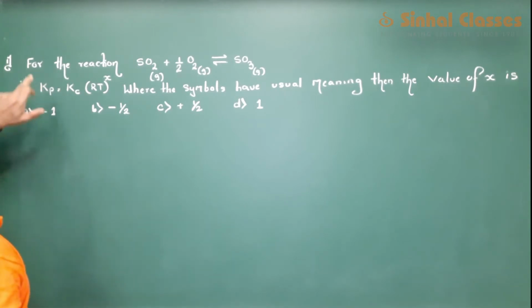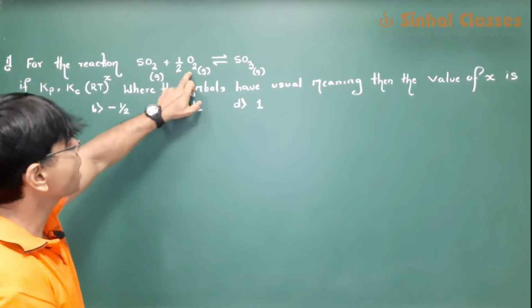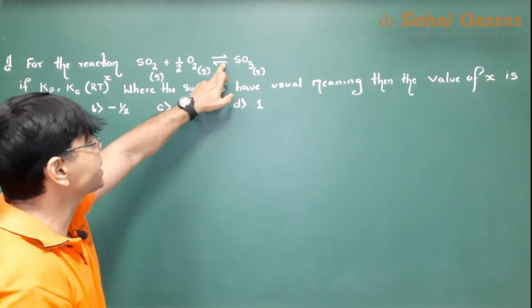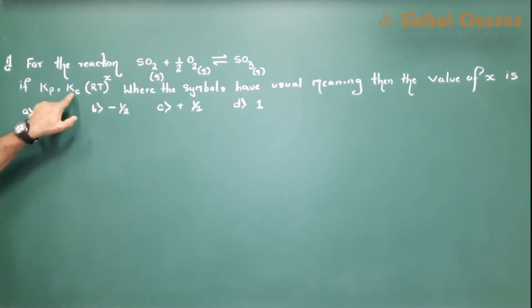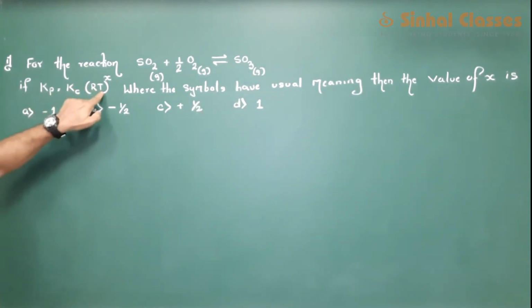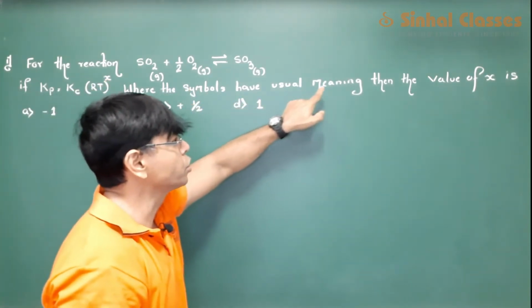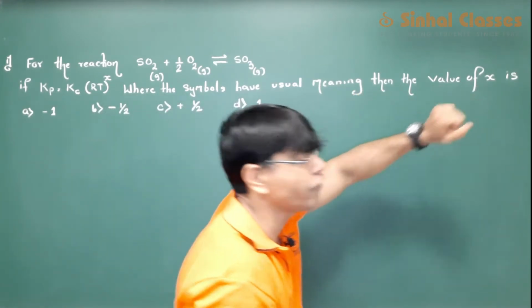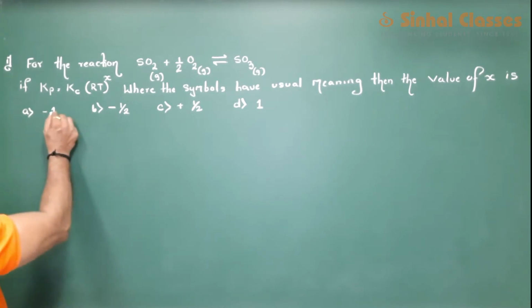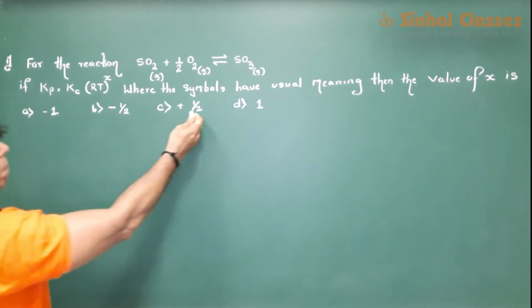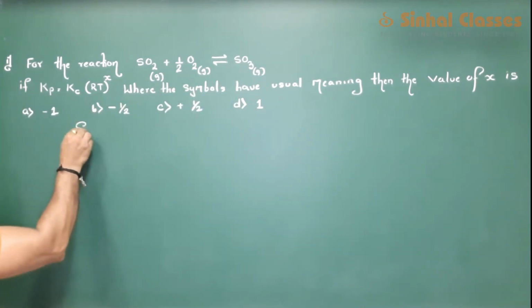The first question is, for the reaction SO2 gas plus half O2 gas having equilibrium with SO3 gas, if Kp is equal to Kc into RT raised to X, where the symbols have usual meaning, then the value of X is it going to be -1, -half, +half or 1? So let's see the solution for this question.